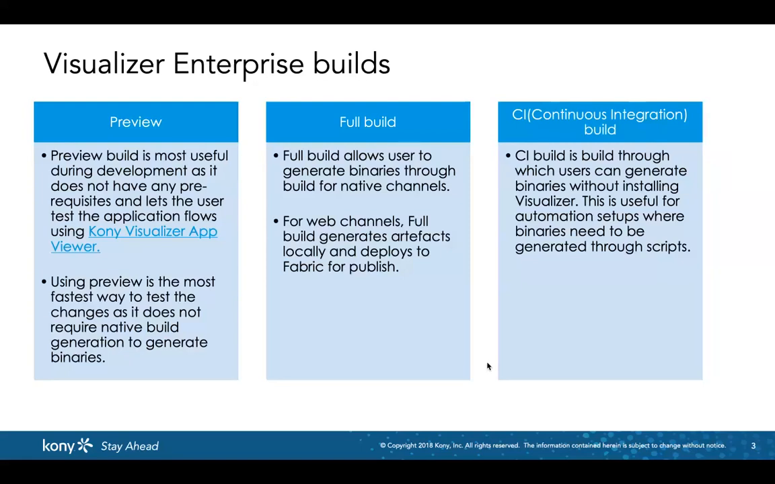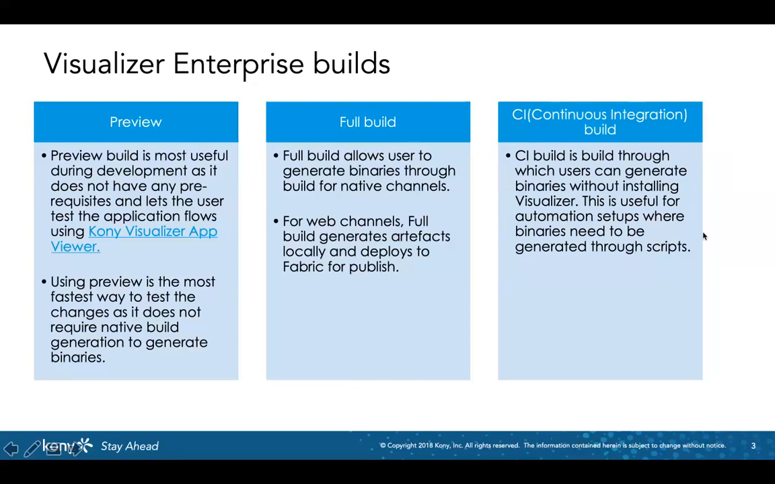The second build type is what we call the full build, using which you can generate the binaries and install them on your device or emulators for native channels. And for web channels, either you can deploy your web channel locally on Visualizer itself, or you can publish it to the Kony Fabric runtime and access it through that, right? So the user can use the full build for this.